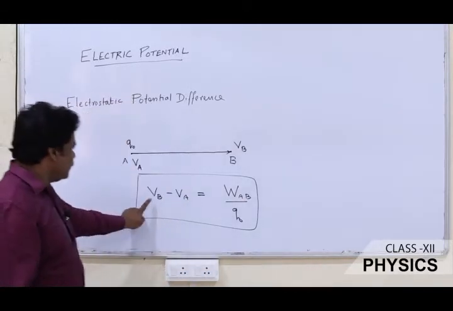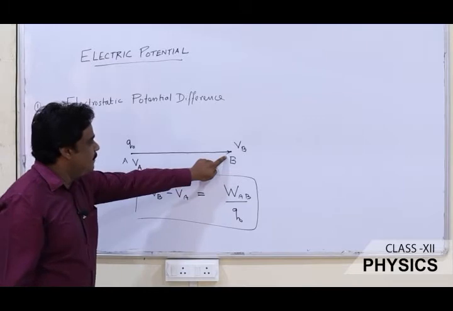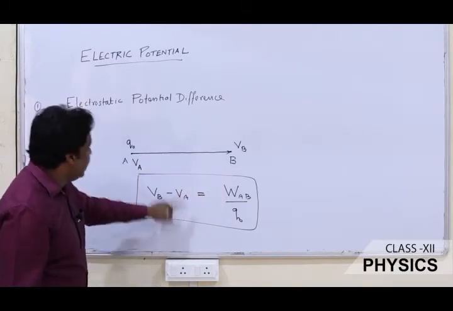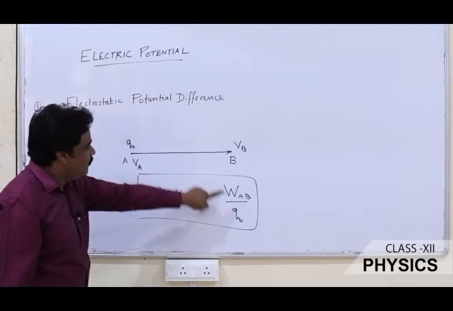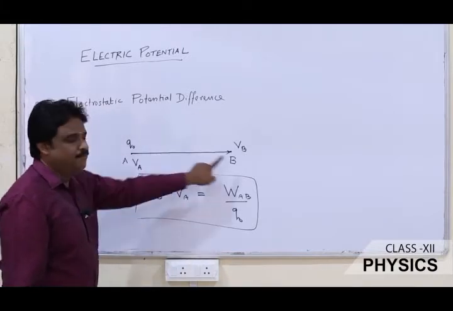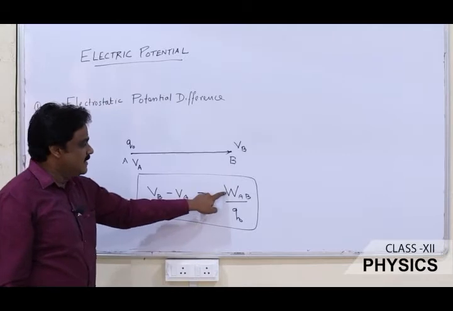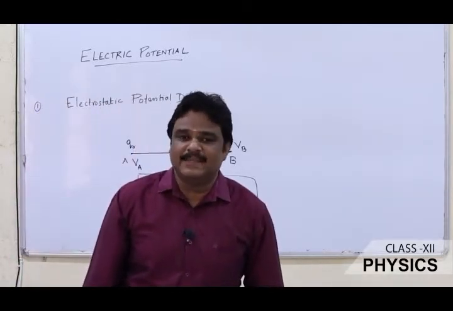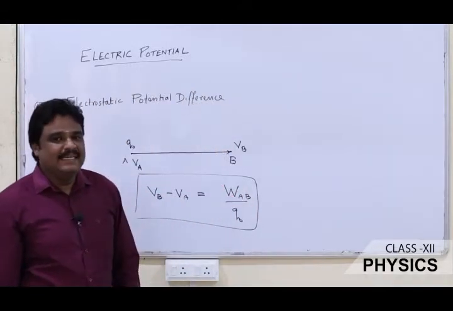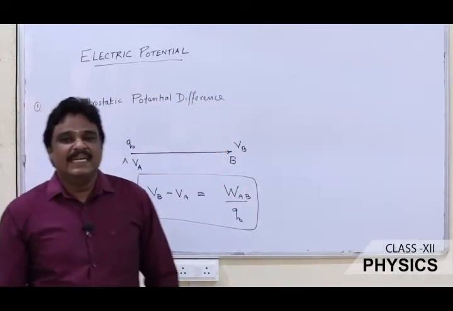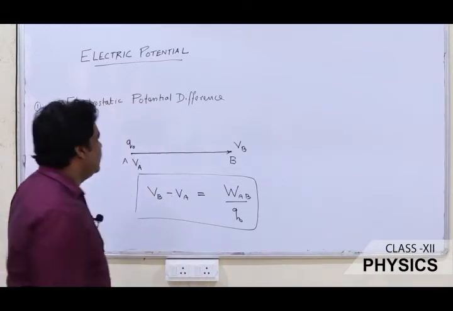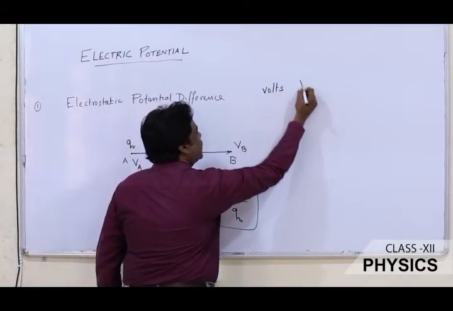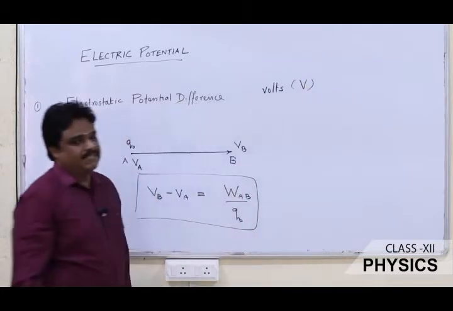Once again, what is VB? It is the potential at B. What is VA? It is the potential at A. So VB minus VA is the potential difference in moving the test charge from A to B. Mathematically it is the work done on the test charge Q0. Now what will be the unit of electrostatic potential difference? Basically electrostatic potential difference is a scalar quantity, and we measure its unit in volts, and the symbol is capital V.